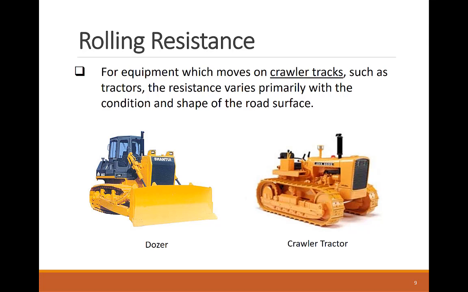For track equipment, there are no wheels to worry about their interactions with the soil. So the overall condition and shape of the haul route surface is the determining factor. Although track equipment is not that impacted by it, they are slow anyway.